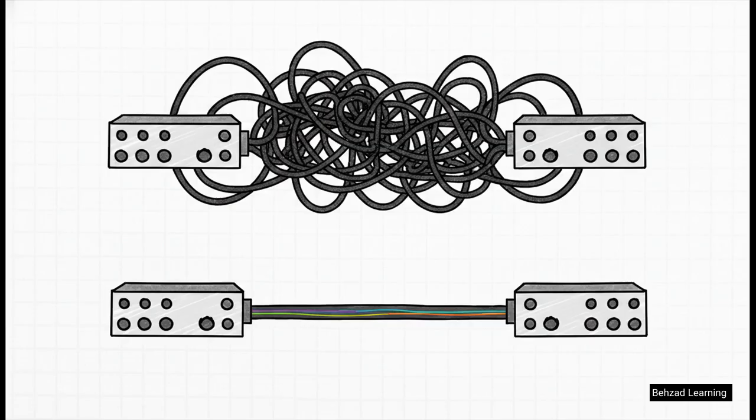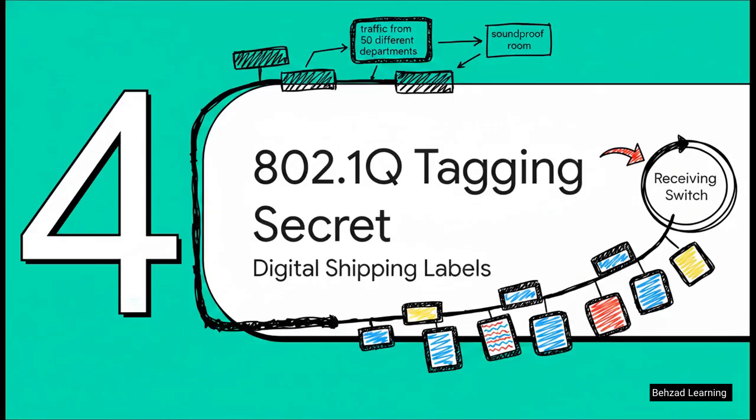VLAN trunking solves this. It creates a single physical link between your switches that multiplexes, or supports, traffic for as many separate VLANs as you need, all over one single wire. Which leads perfectly into Section 4, the 802.1q tagging secret, or as I like to call them, digital shipping labels.